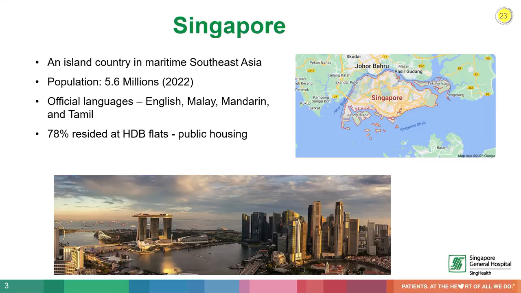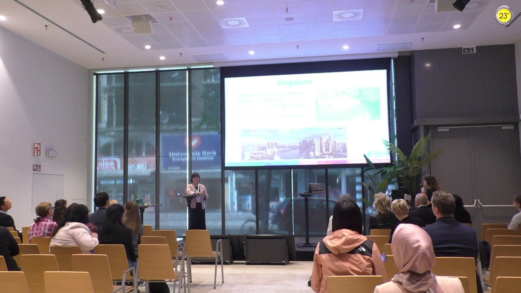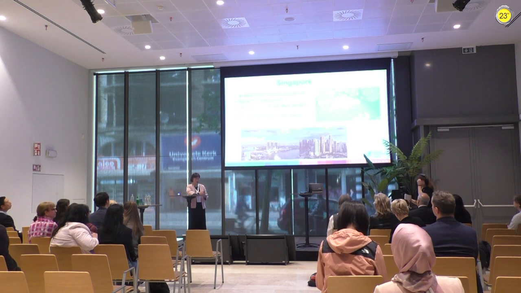Okay, so this is the outline. Just a brief intro about Singapore. It's an island country in Southeast Asia. Our official languages are English, Malay, Mandarin, and Tamil. 78% of our residents reside in HDB flats under public housing. And we have a population of 5.6 million, so it's a small country.